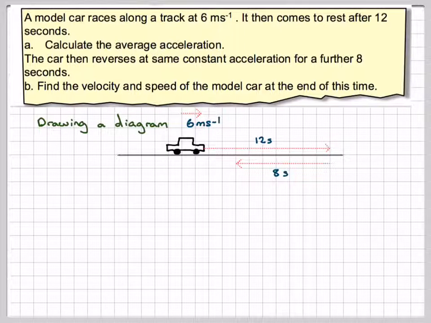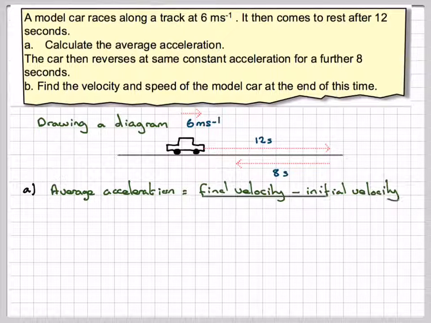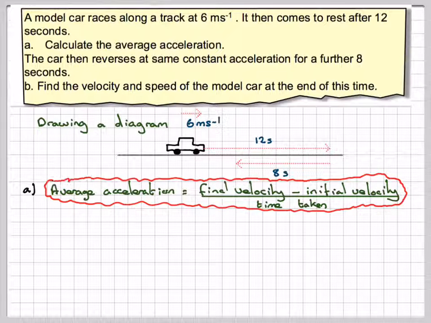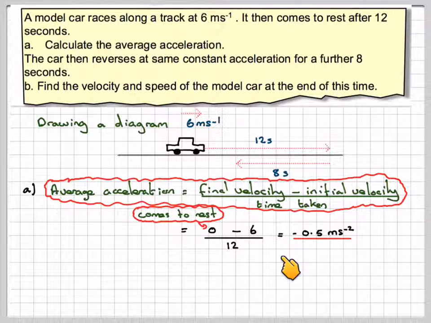So the average acceleration is the final velocity minus the initial velocity divided by the time taken for the first part of the journey. The final velocity will be equal to 0 because the car comes to a rest at this particular point, minus the initial velocity, which was 6 meters per second, and the time taken from doing that was 12 seconds. So the acceleration will be minus 0.5 meters per second squared.